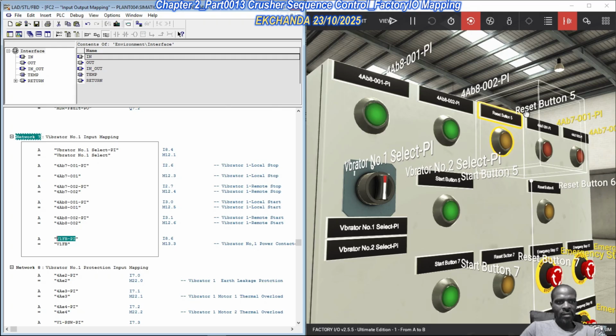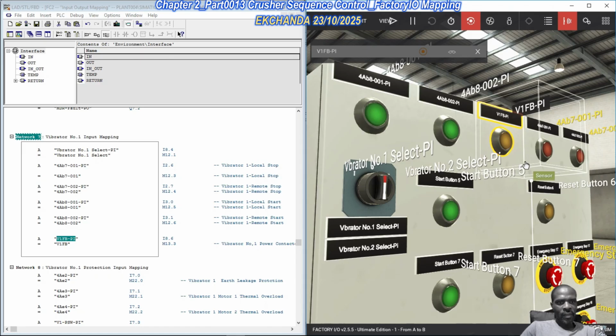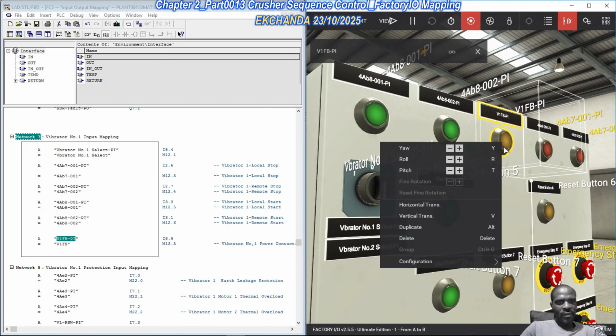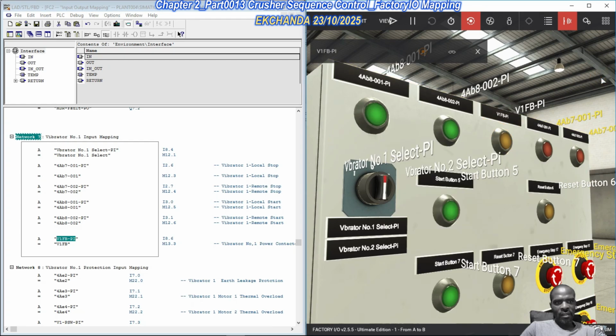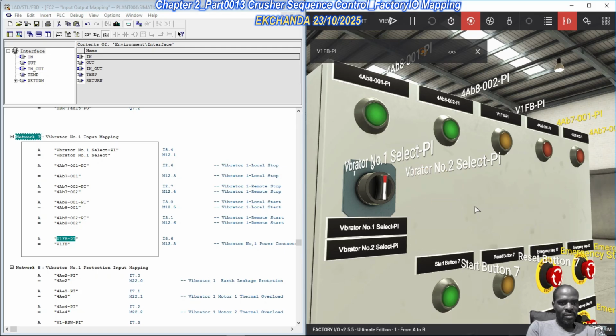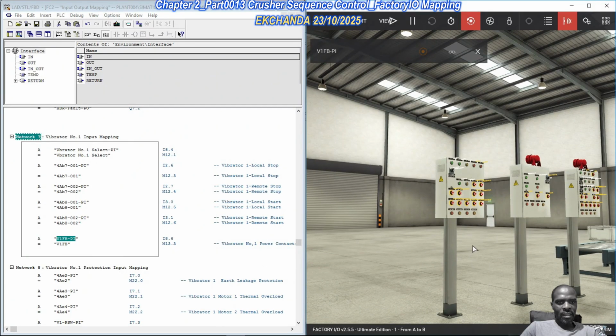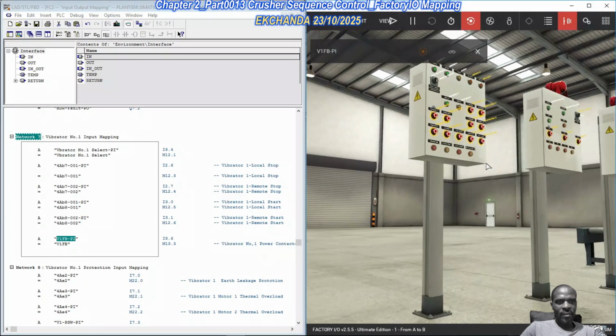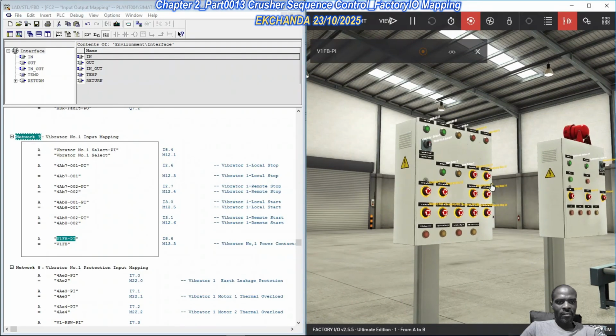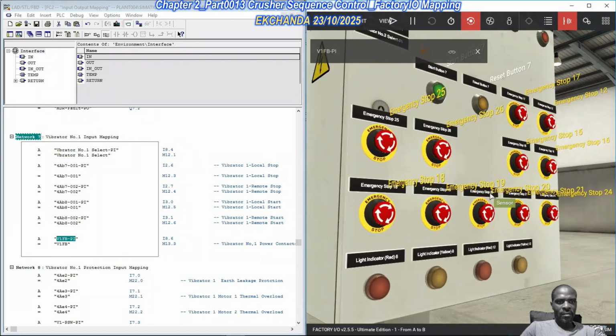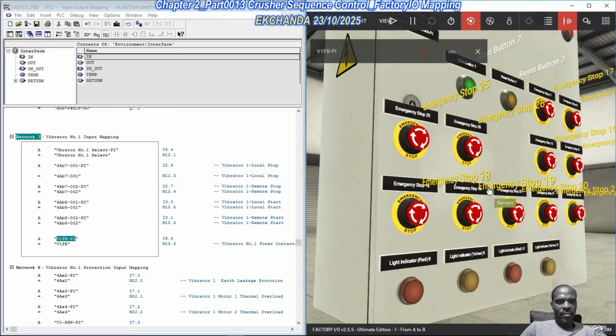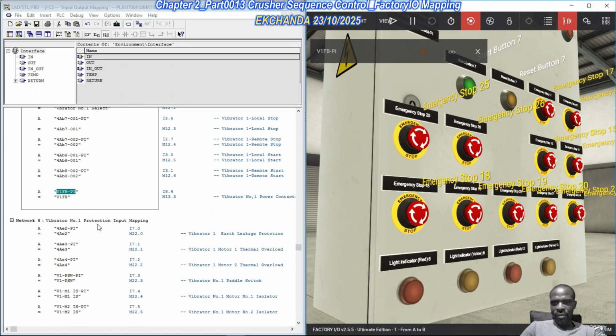Control C, Control V. Let's check if it's alternate. Okay, it's alternate action, which is fine. And then what do we have? We've done all the input mapping, so we don't need this stop push button, we don't need this reset. And then thereafter we go to protection, okay.